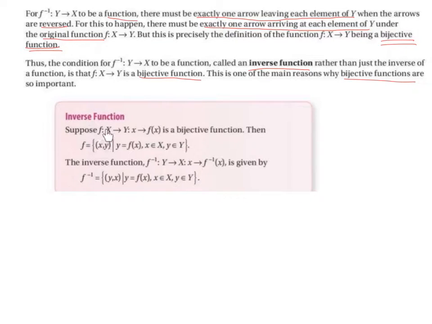So suppose f of x maps to y, of x maps to f of x, is a bijective function. Then f equals the set of couples x comma y, where y is equal to f of x, x is an element of X, and y is an element of Y. The inverse function, x maps to f inverse of x, is given by the inverse of f being the set of couples y comma x, where y is equal to f of x, x is an element of X, and y is an element of Y. So all that's really happened here is that the x and y have swapped around. And that is the definition of an inverse function. Our y values now come first and our x values come second.